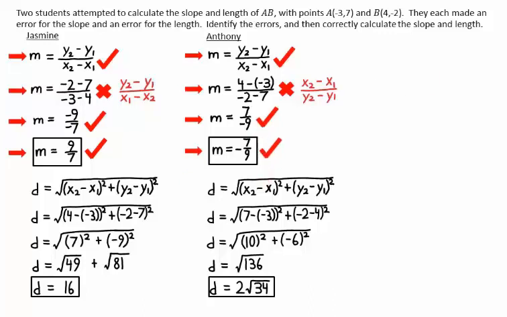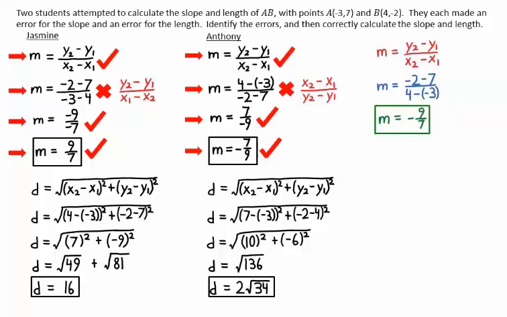The proper way to do this question, again, uses the same formula that both Jasmine and Anthony used. However, -2 minus 7, which is how Jasmine started it, is y2 minus y1. For the denominator, again, we have to subtract the x coordinates in the same order we subtracted the y coordinates, giving us 4 minus -3. This gives a result of m equals -9/7.